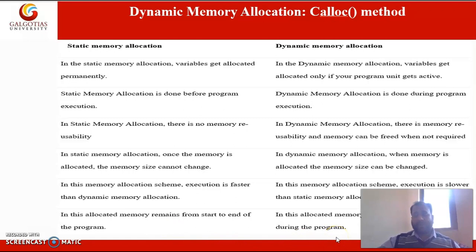But in dynamic memory allocation, you can free the memory space allocated to a variable. So it is not necessary that its existence will remain throughout the program. That is the basic difference between static memory allocation and dynamic memory allocation.